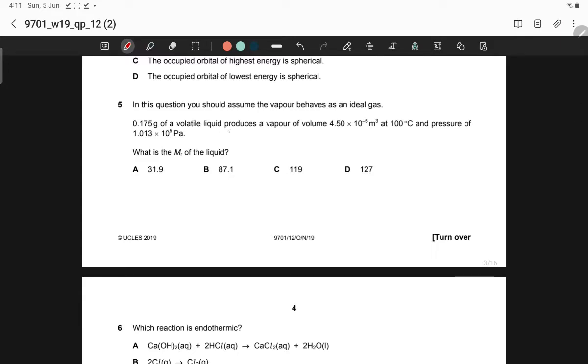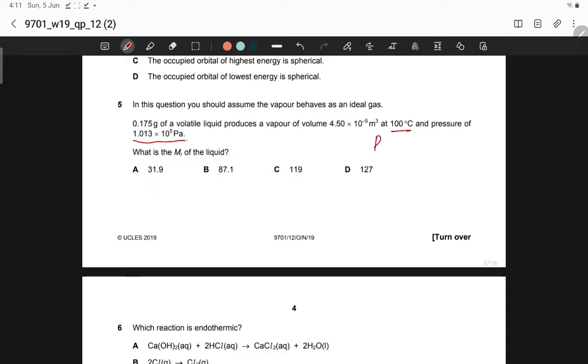In this question, you should assume the vapor behaves as an ideal gas. 0.175 gram of volatile liquid produces a vapor of volume 4.50 times 10 raised to power minus 5 meter cube at 100 degrees centigrade at pressure 1.013 times 10 raised to power 5. What is the Mr of the liquid?